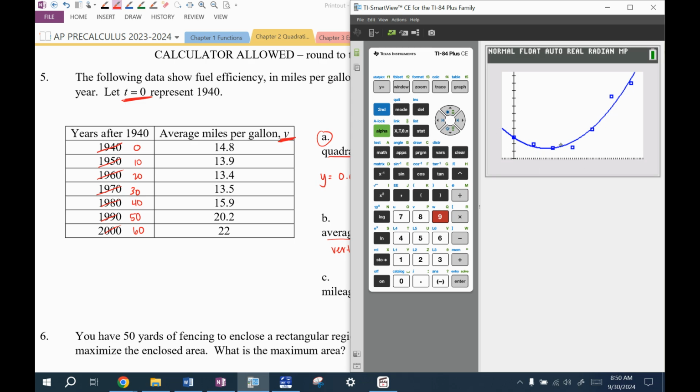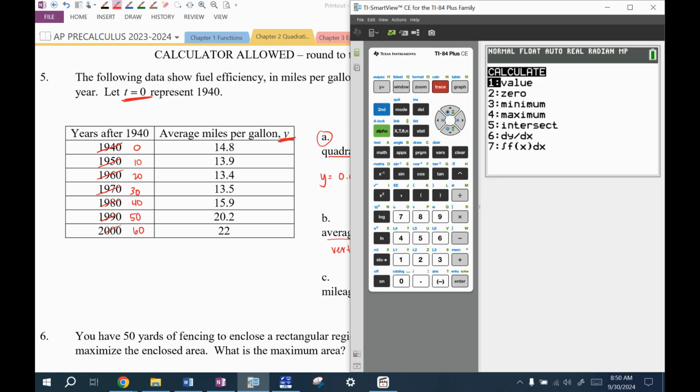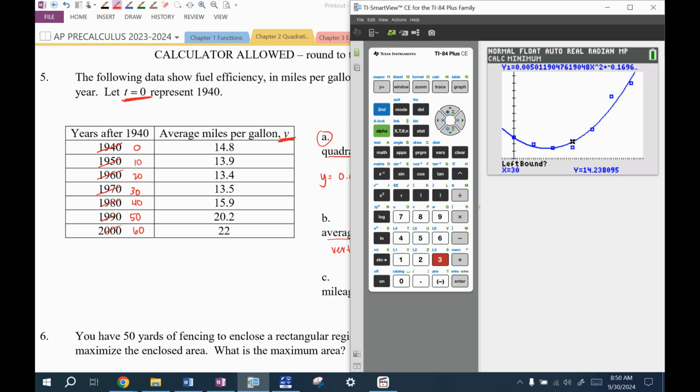Okay, so we want to find the vertex, so that's second trace. This time the vertex is a minimum, so choose minimum. And remember, you need to move your cursor. So this says left bound. So I need to move my cursor so that it's to the left of where the vertex is. So right there is fine. And press enter. And then you need to move the cursor to the right of the vertex. Enter. And it asks if you wanted to guess. So yes. So it's calculating something for us.